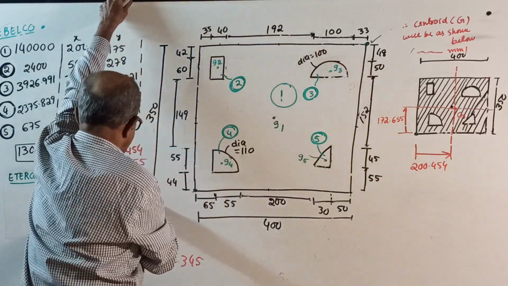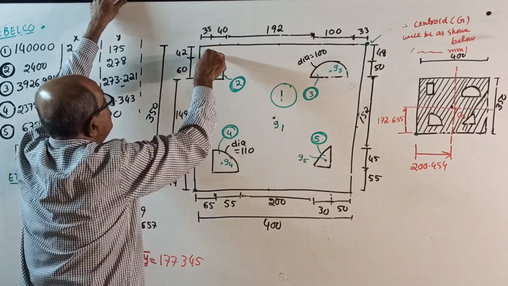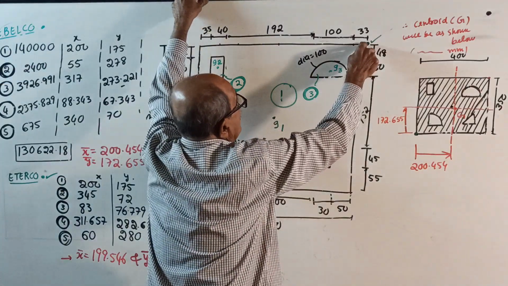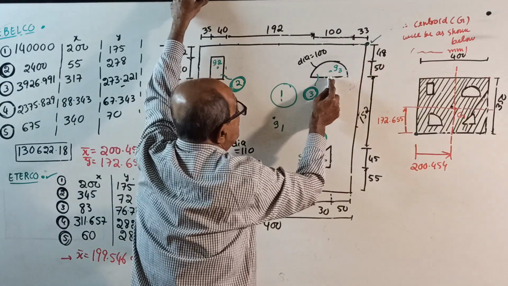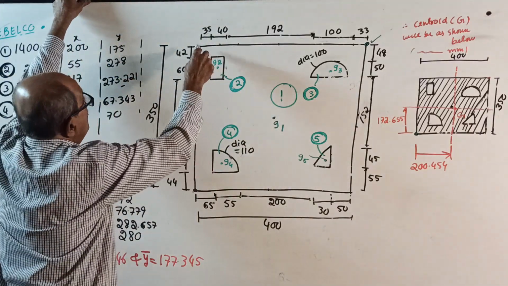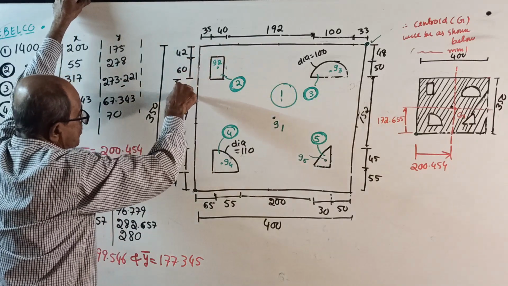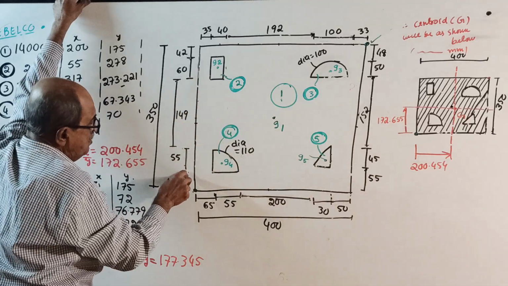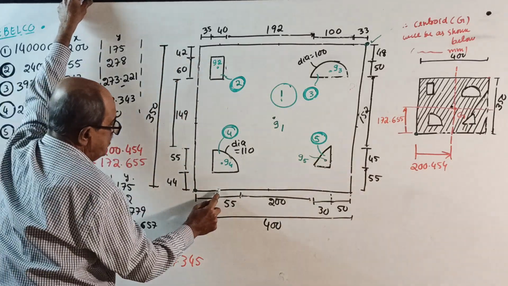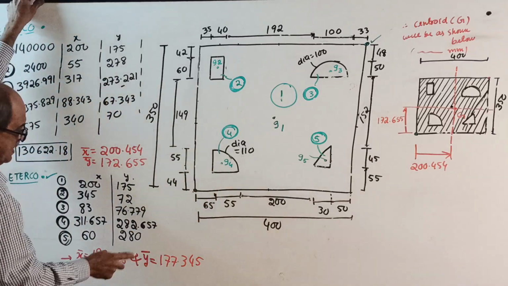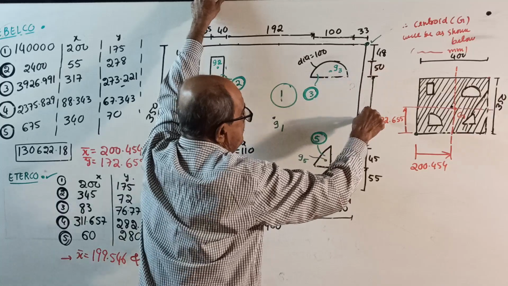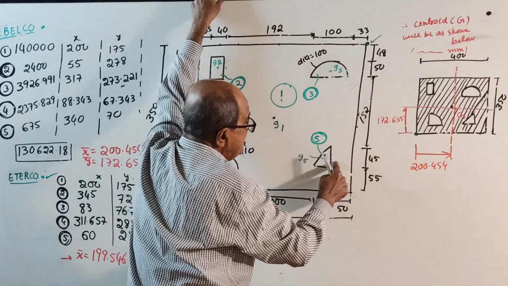350 by 2, 175. 2. 42 plus half of 60. 3. 48 plus 50 minus 2d by 3 pi. 4. 42 plus 60 plus 149 plus 55 minus 2d by 3 pi, or 350 minus 44 minus 2d by 3 pi. 5. 48 plus 50 plus 152 plus 2 by 3 of 45.